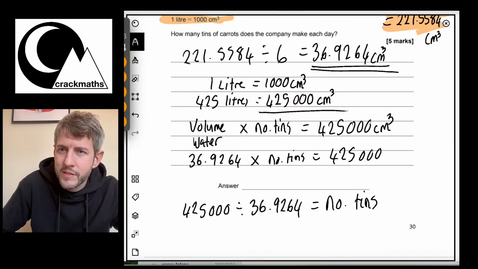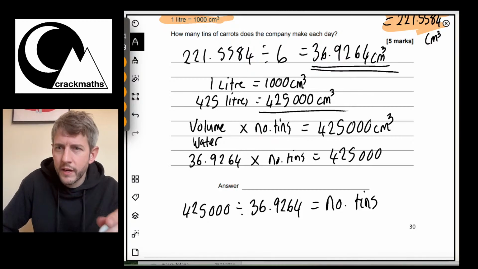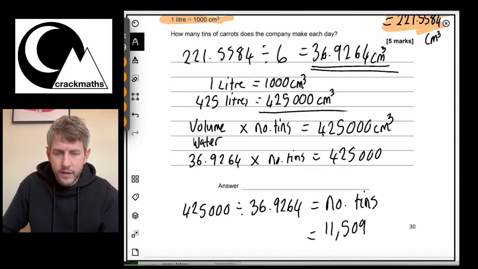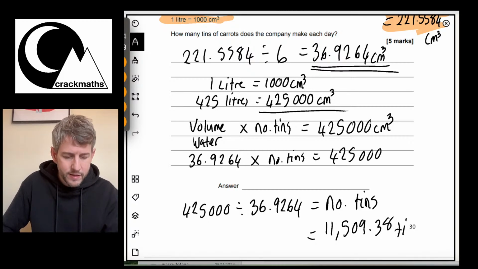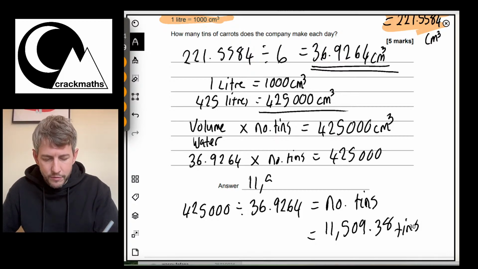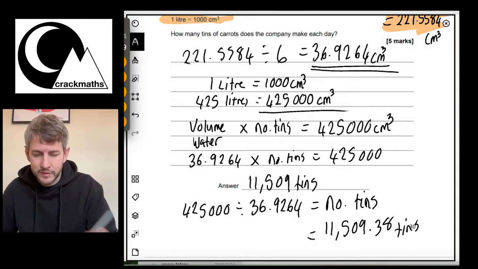So let's have a look at that. I can't use that unfortunately because it's the wrong way around. 425,000 divided by 36.9264. What's this going to equal? This is going to equal 11,509.38 tins, okay, which I'm going to round down to 11,509. Okay, and I'll put tins there as well.